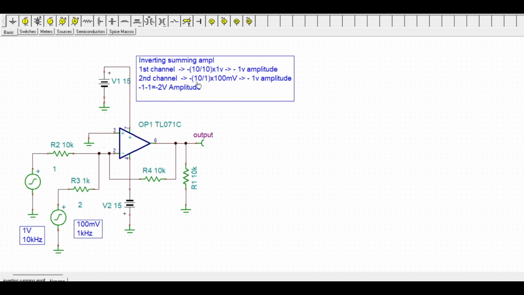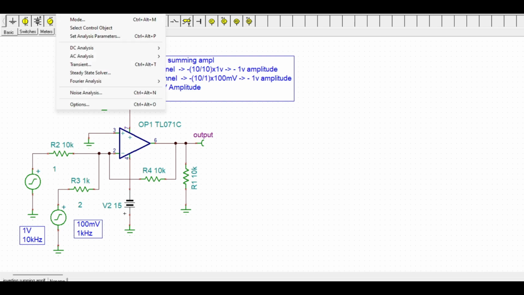RF is 10 divided by 10, which is 1, multiplied by 1, which will give us minus 1 volt amplitude for the first channel. For the second channel, minus 10 divided by 1 multiplied by 100 millivolts, which will give us 1000 millivolt, which is equivalent to 1 volt. So minus 1 volt, minus 1 is minus 2. Our new waveform will have an amplitude of 2 volts.